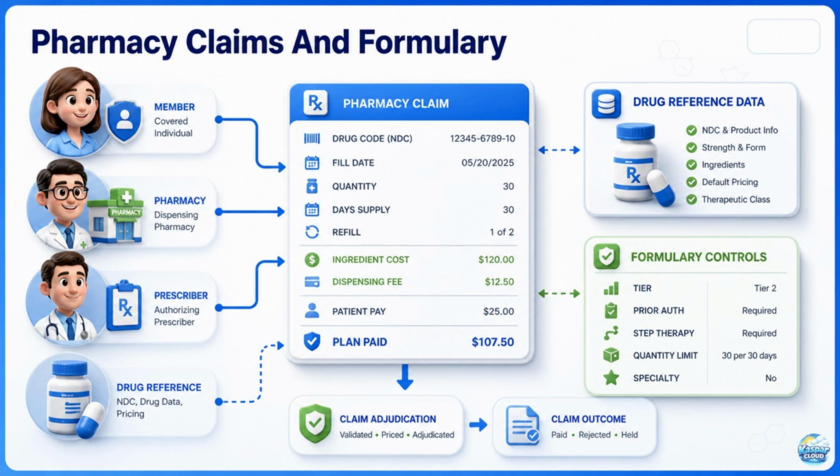A drug reference table stores NDC code, brand name, generic name, dosage form, strength, manufacturer, therapeutic class, and drug category. A formulary table connects plans to covered drugs, tiers, prior authorization rules, step therapy, quantity limits, and specialty drug indicators. This domain is essential for medication adherence, cost management, safety programs, and pharmacy benefit analytics.